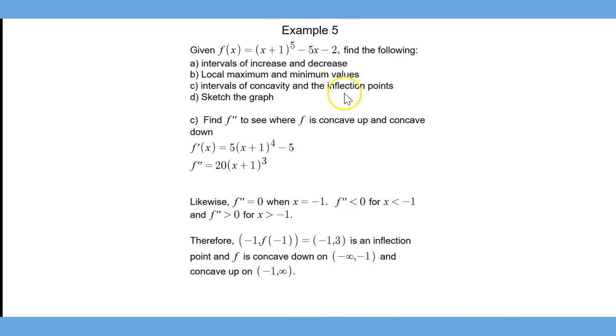So now to find the intervals of concavity and the inflection points, I want to find the second derivative and set that equal to 0. Well, the second derivative is this cubic, and the only place that is 0 is when x is minus 1. And to the left of minus 1 is where the second derivative is less than 0. And to the right of minus 1 is where it's greater than 0. Therefore, when I plug minus 1 into my original equation, minus 1, 3 is an inflection point. And it's concave down to the left of minus 1 and concave up to the right of minus 1.